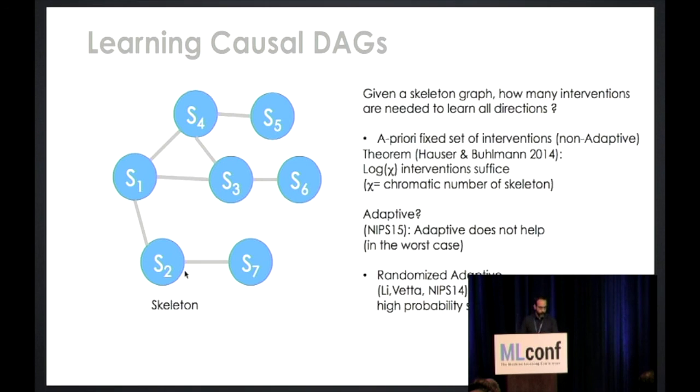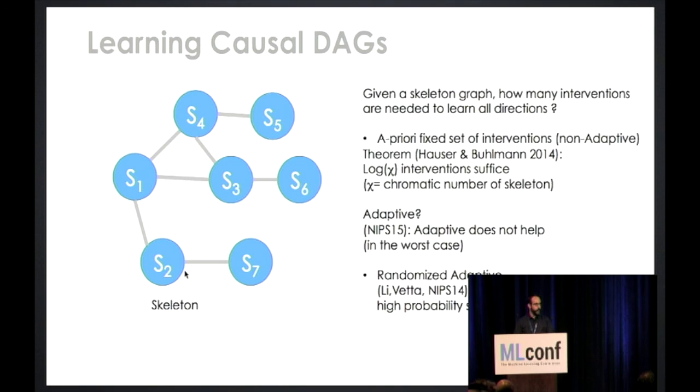So in 2014, there was a very cool paper that said that if chi is the chromatic number of the skeleton graph, so you color the graph with a proper coloring, so every two adjacent nodes have different colors, then log of the chromatic number is the number of interventions you need to do to learn any causal graph. That was a very nice result.